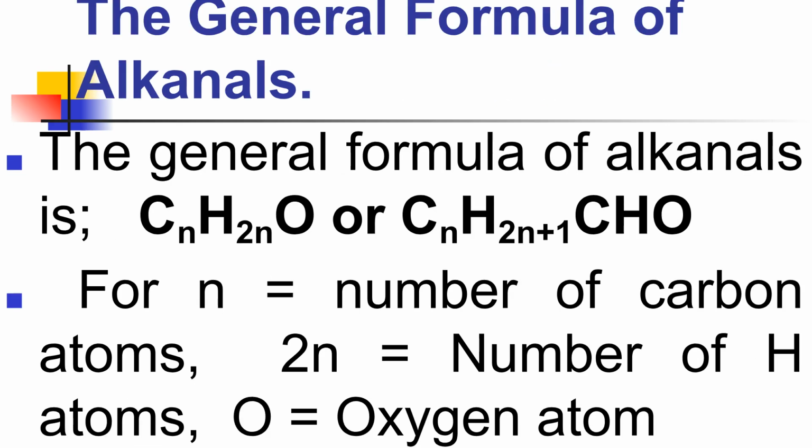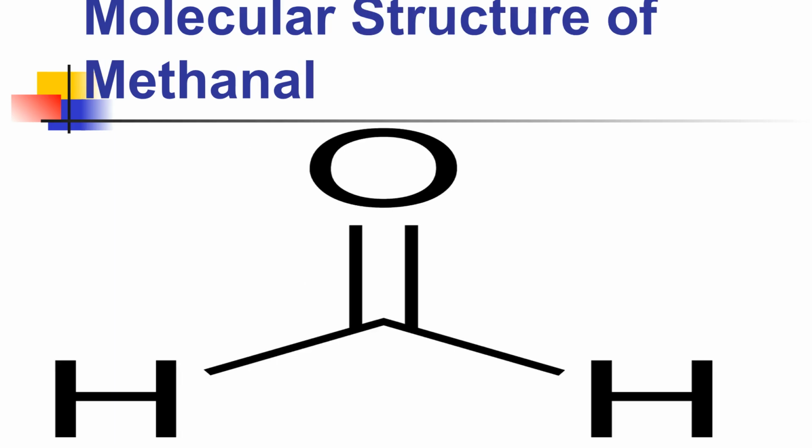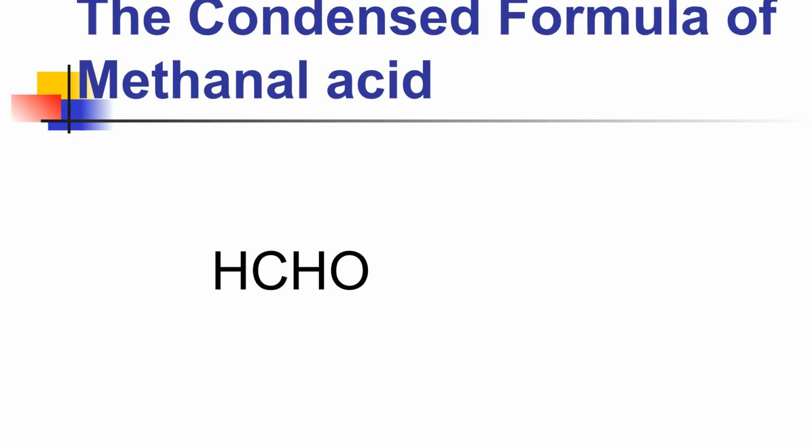The general formula for alkanals is CnH2nO, or CnH2n+1CHO. For methanal, where n equals 1, the molecular formula is CH2O, or HCHO. This slide illustrates the molecular structure of methanal. The condensed formula for methanal is HCHO.